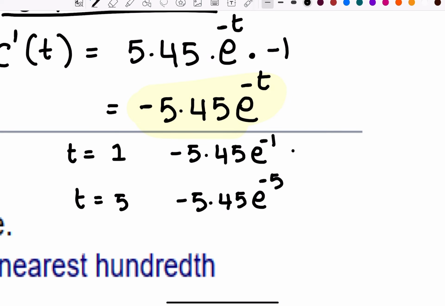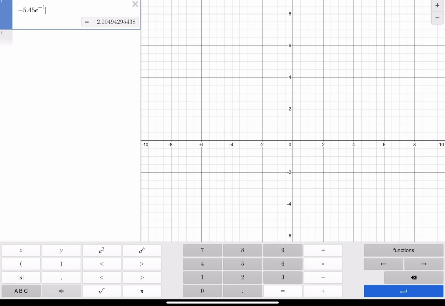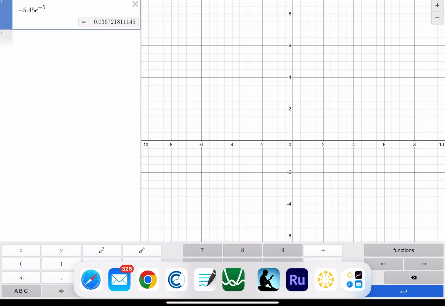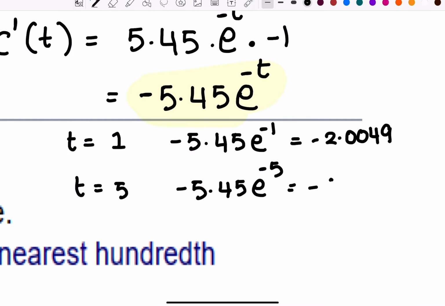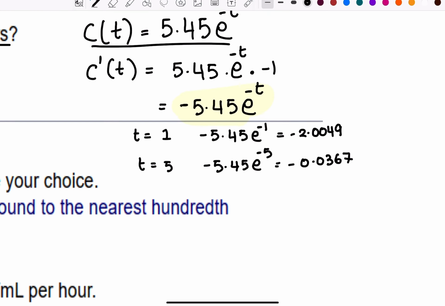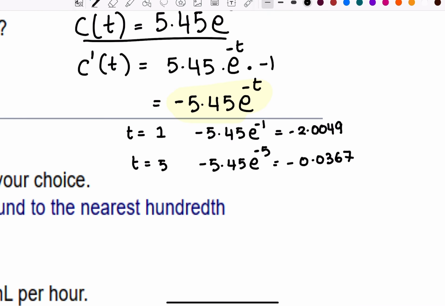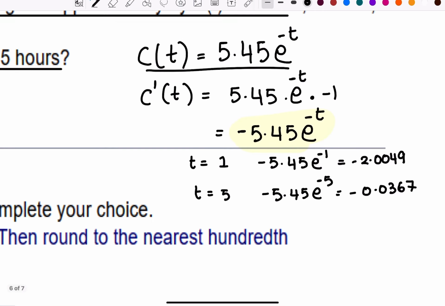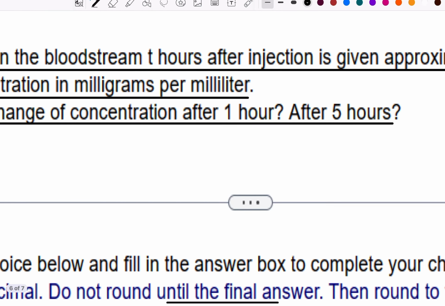So when I plug this in, I get negative 2.0049. And let me change negative 1 to negative 5, and I get negative 0.0367. What does that mean? The concentration of the drug in your blood is negative 2. And again, keep in mind, what is this here? This is milligrams per milliliter.